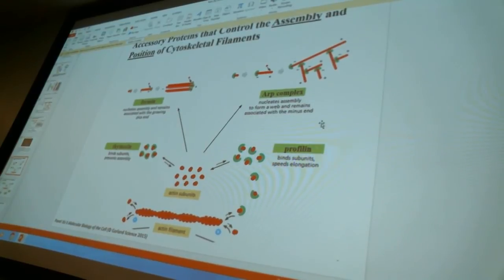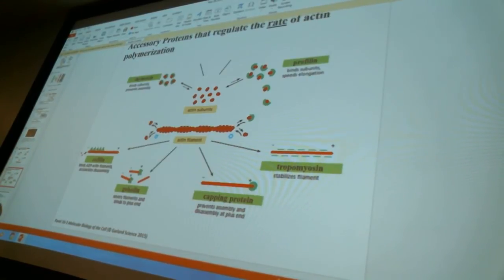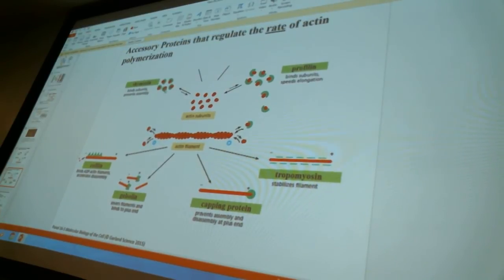Another accessory protein that I would like to mention to you is profilin, and this specific accessory protein is able to interact with the individual single subunits of actin in its ATP form and bring these actins to the formin to kind of assist formin in building long filaments of actin.